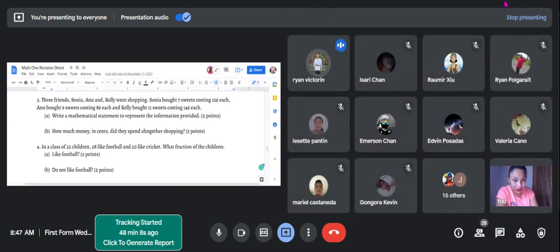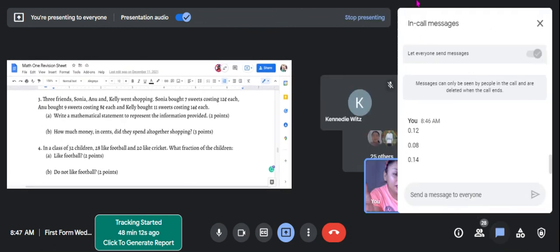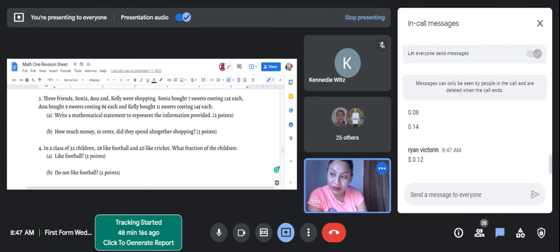Yes, miss. Okay. So, how am I going to write Sonia's part in the statement? What did we say we're going to be writing? If Sonia bought 7 sweets costing 12 cents each, how am I going to write that? In a statement, miss. Okay, how is my statement going to look? A mathematical statement to represent the information. If I tell you I bought 7 sweets and each sweet cost 12 cents, how are you going to write that in a mathematical statement?